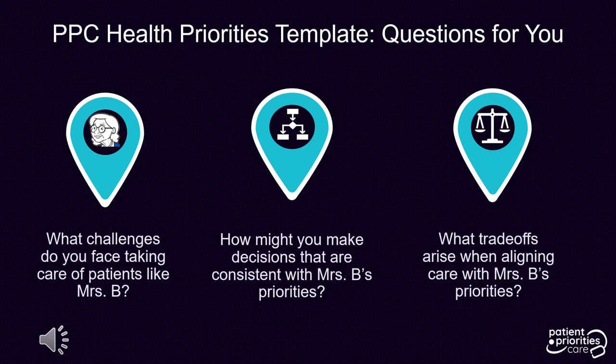How might you make decisions that are consistent with Mrs. B's priorities? What trade-offs arise when aligning care with Mrs. B's priorities? In the next slides, we are going to discuss these trade-offs and considerations. And then we're going to identify some strategies to help us partner with Mrs. B to help her achieve her health outcome goals.